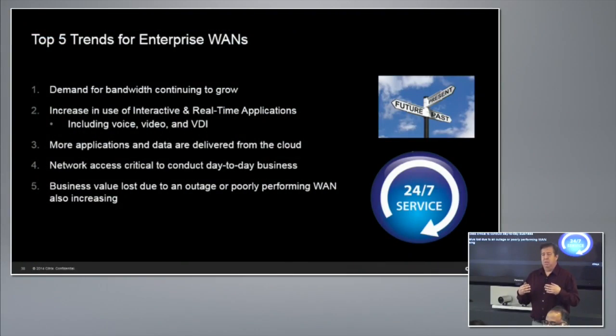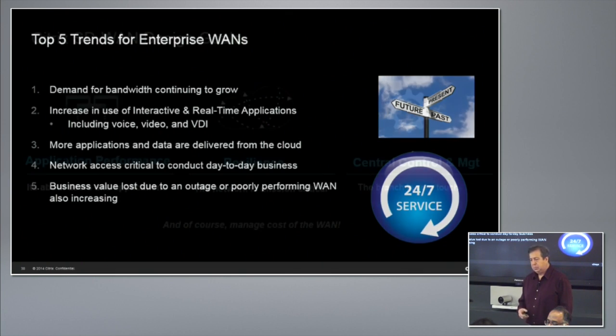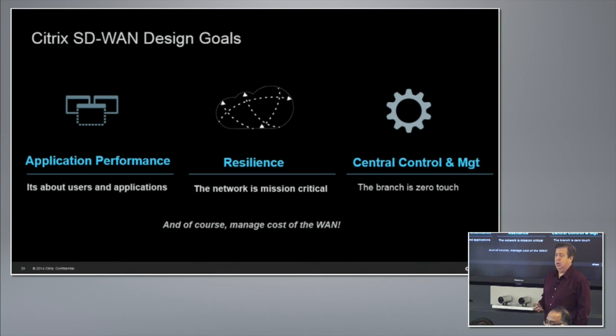And the value of the network was actually getting higher because apps were being pulled out of the known locations in the branch or in the data center and now being moved remotely. So the cost of an outage was even higher than it was before, and the value to the business of the network is higher than it has ever been. Against that backdrop, we've been developing the SD-WAN solution.